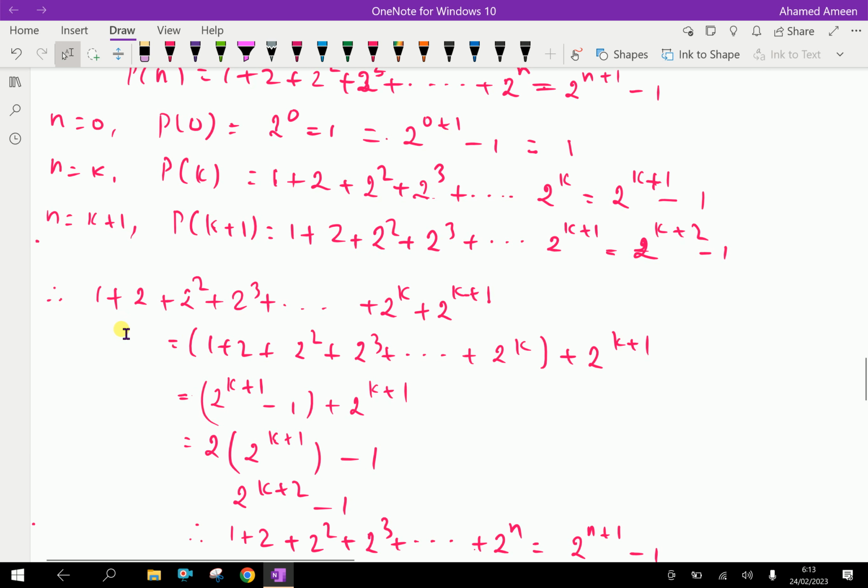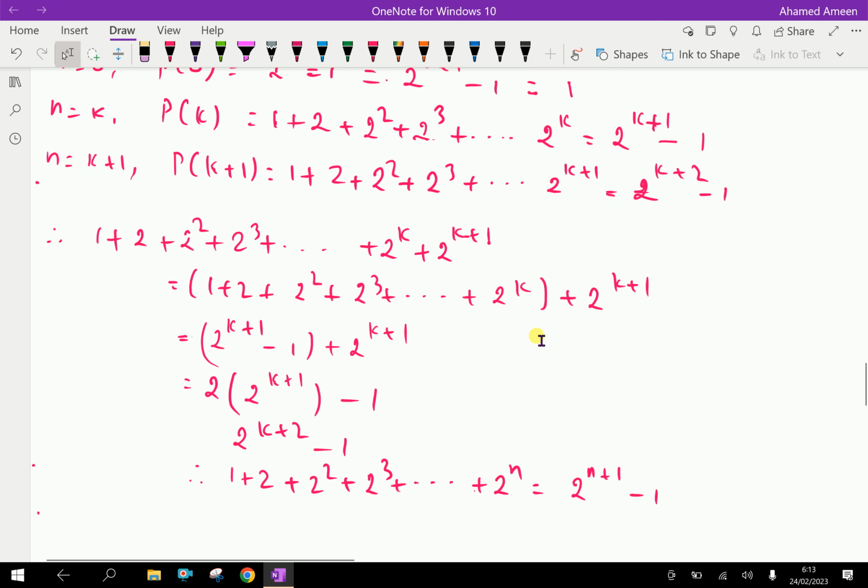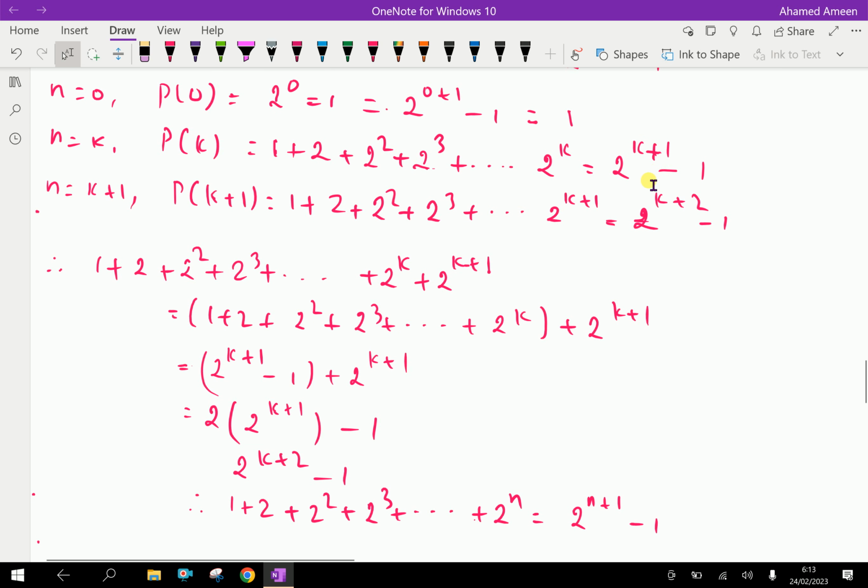Now, therefore, you write the left hand side as 1 plus 2 plus 2 squared plus 2 cubed plus dot dot dot plus 2 power k plus 2 power k plus 1, which is further equal. You are getting this one expression, and this is the other expression, that is 2 power k plus 1. Now, look at here. We already have 1 plus 2 plus 2 squared plus 2 cubed up to 2 power k, which is 2 power k plus 1 minus 1. We are writing that here, and another 2 power k plus 1.